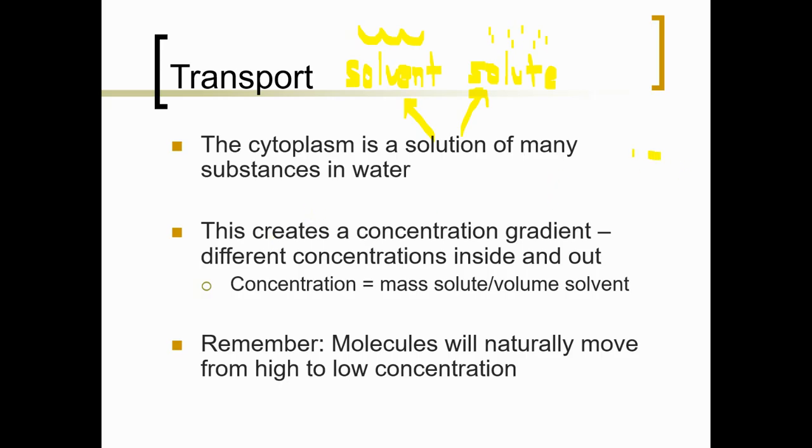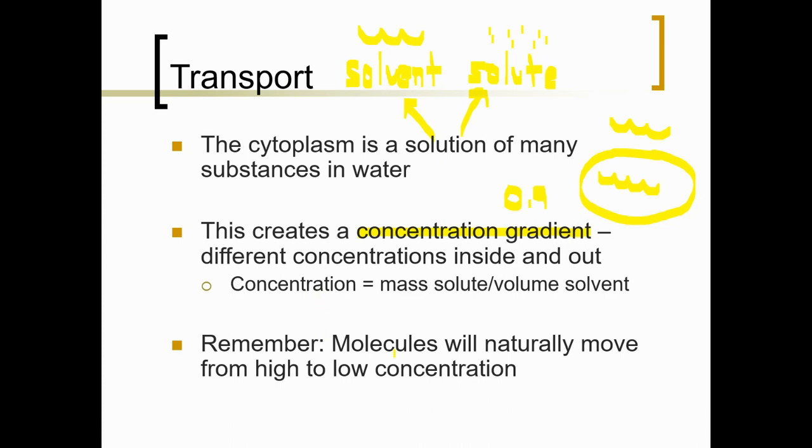Now the thing is when you have a cell, remember that there's going to be two solutions. There's going to be whatever the solution is inside the cell, and then there's going to be whatever that solution is outside the cell. And so if the concentrations are different inside and outside, that gives us what we call a concentration gradient. So we could be talking about salt, like for instance, inside of our cells, we have a salt concentration of 0.9%. And so if we had a solution outside of our cells that had more or less salt, we now have a concentration gradient. Okay, so it's just a difference in concentration across the membrane.